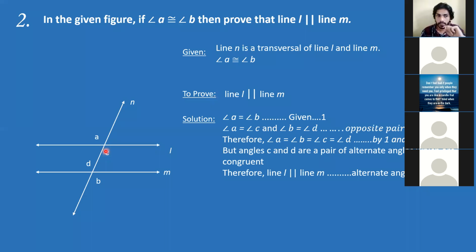So if A and C are the opposite pairs, I'll just annotate it on the screen so that you can understand. Angle A and angle C, they are opposite. So that's why I wrote angle A is equal to angle C over here. Why? Because they are opposite pair angles. And I also know that angle B and angle D are also opposite if you see on the figure. So I wrote angle B is equal to angle D. So now we have angle A equal to B, A is equal to C, B is equal to D, then obviously C will be equal to D, right?